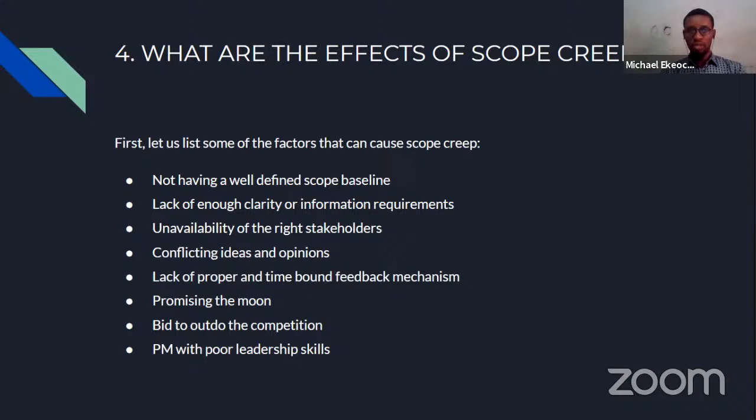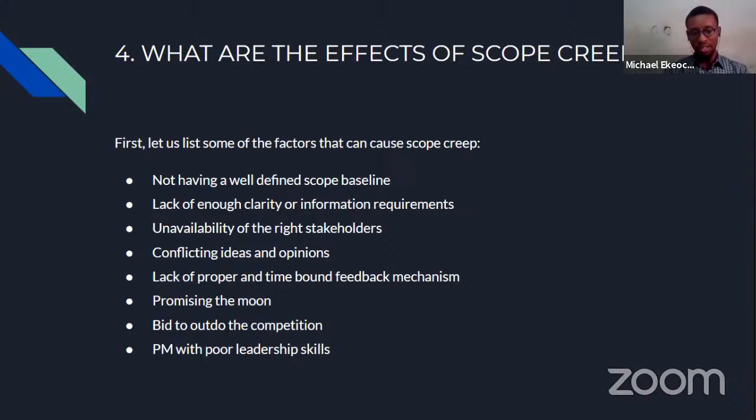If you don't get all the requirements needed for that project, or if you're not clear on particular requests before the project starts off, some things might become mixed up when you've actually started working on that project and you'd like some more clarity. That's when you realize that you didn't have enough clarity on that particular aspect of the project, and it might affect your project. Then unavailability of the right stakeholders.